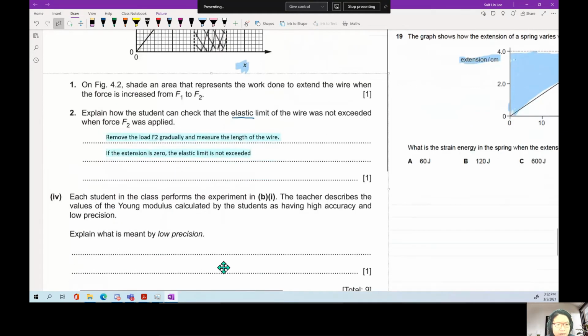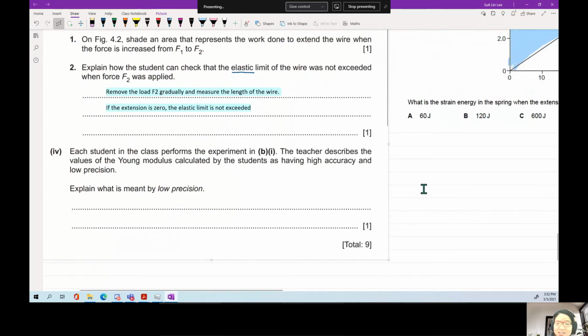Okay. Each student in class performed the experiment in B1. The teacher described the values of Young modulus calculated by the students as having high accuracy and low precision. What is accuracy? Just to repeat so that we remember, accuracy here means close to true value. So maybe the teacher knows the material that we use for the wire, and all the Young modulus values that the students calculate are close to the true value.